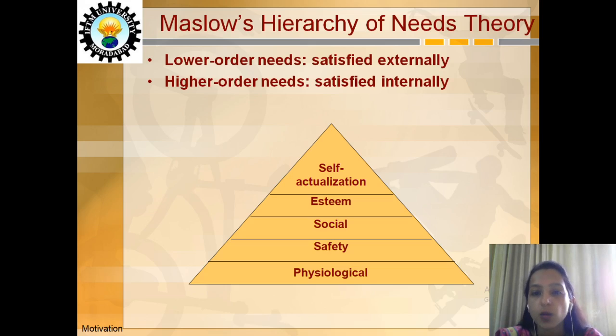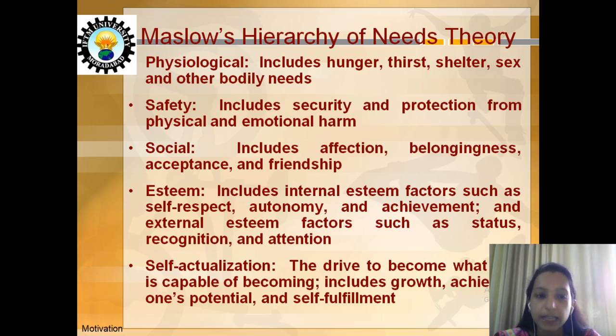Now let's discuss one by one the needs of a particular person. The first need, the physiological needs, includes hunger, thirst, shelter, sex, and other bodily needs. Once the person is able to fulfill the first level need, the next need arises in the mind of a person, which is the safety needs. Once the person is satisfied physiologically, the next need includes security and protection from physical and emotional harm. Now he needs a home to live in, a better place to live, where he can be protected physically and emotionally.